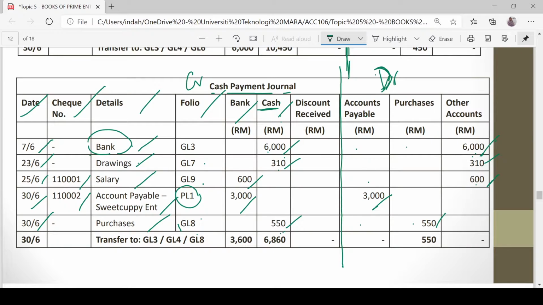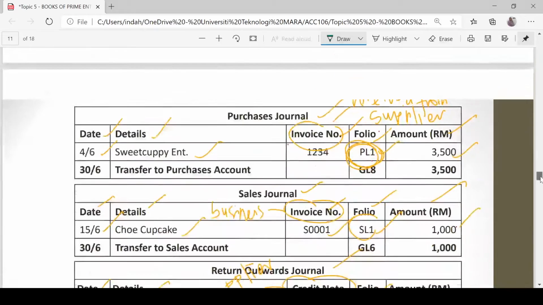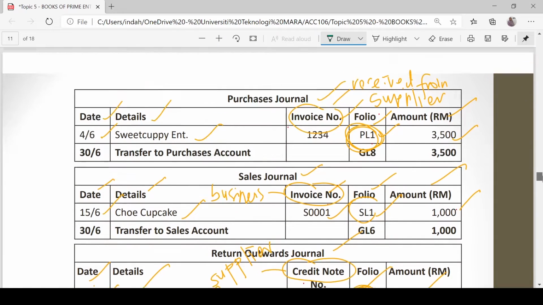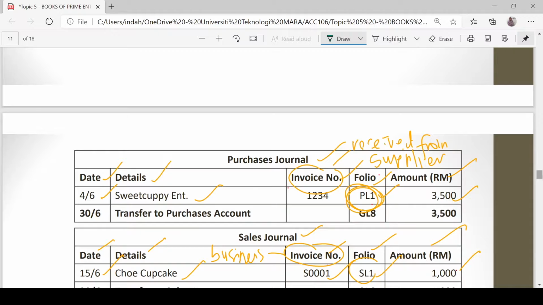That is how you transfer the information, how you prepare the folio, how you record the transaction, how you journalize the transaction. At the end of the month, you are going to close this journal and total up the transactions in each journal. Then the total amount you transfer to the ledger. So how to do that?